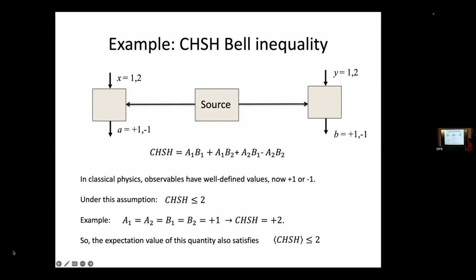If these are deterministic, the outputs are predetermined, so they have definite values plus or minus one. And then you can prove that this quantity is bounded by two. This is very simple mathematics. If you take this example, everything is +1: +1 times +1 is +1, plus 1 times 1 is +1, +1 minus +1, so it's 2. I'm sure you can go to the street and explain this to people with no scientific education, and they will be ready to bet money that these quantities can never be larger than 2. This is a Bell inequality.